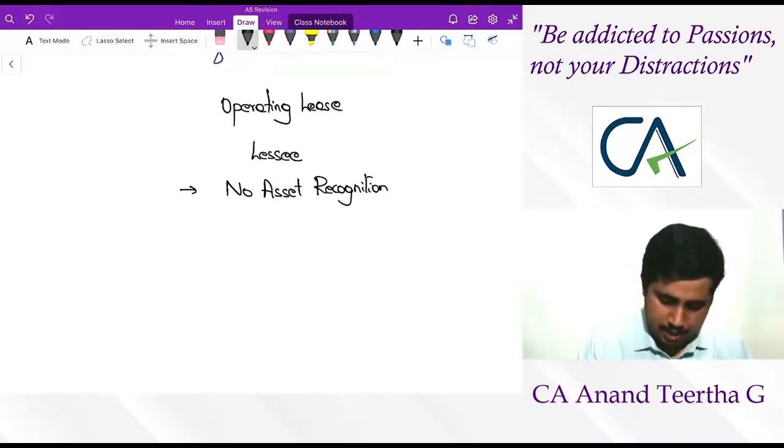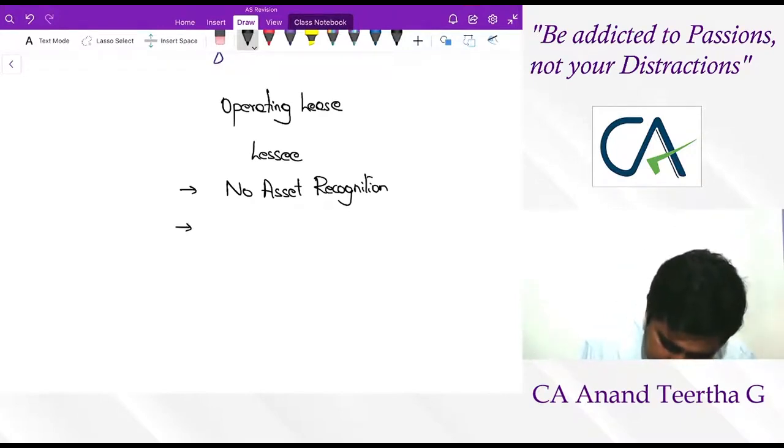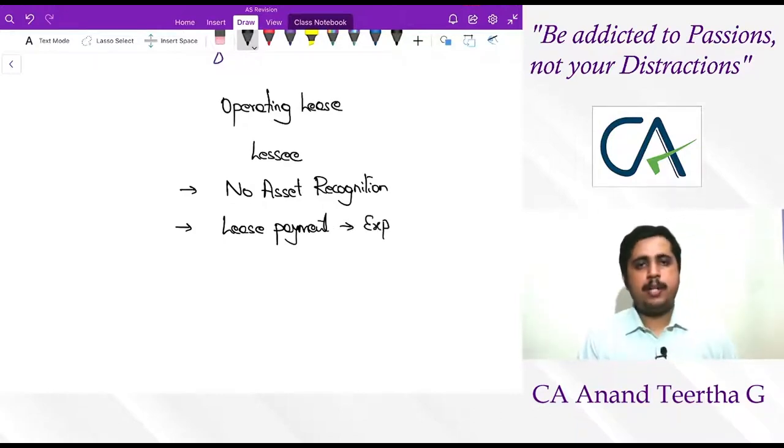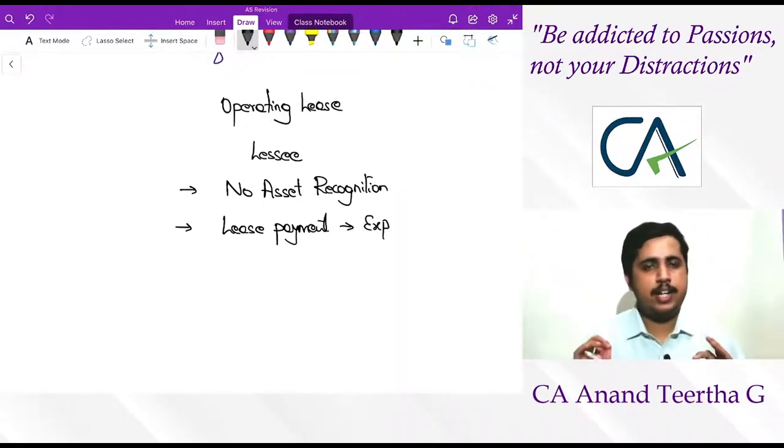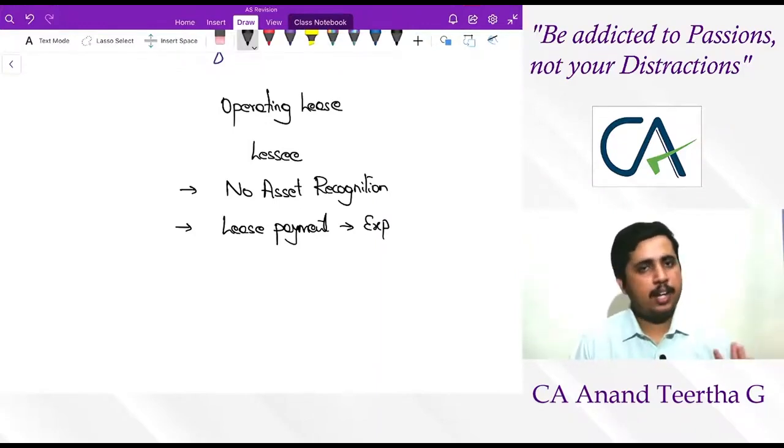So no asset recognition. Next, lease payments are purely your expenditure. These payments are totally the expenditure of the lessee. There is no change whatsoever. The entire lease payment will be shifted to the P&L account, whereby it will be treated as expenditure.